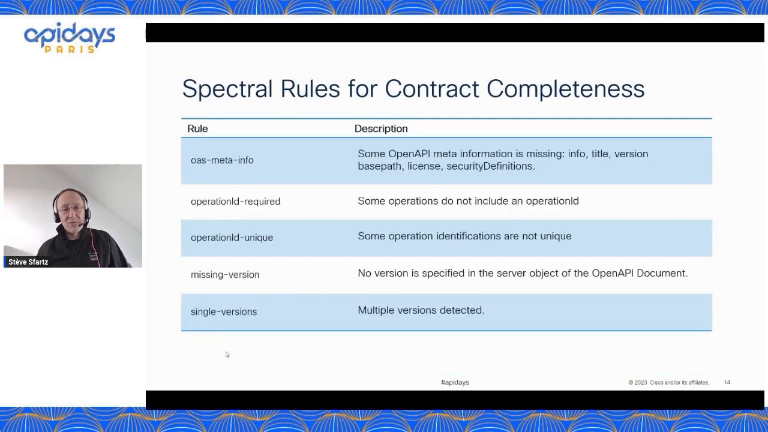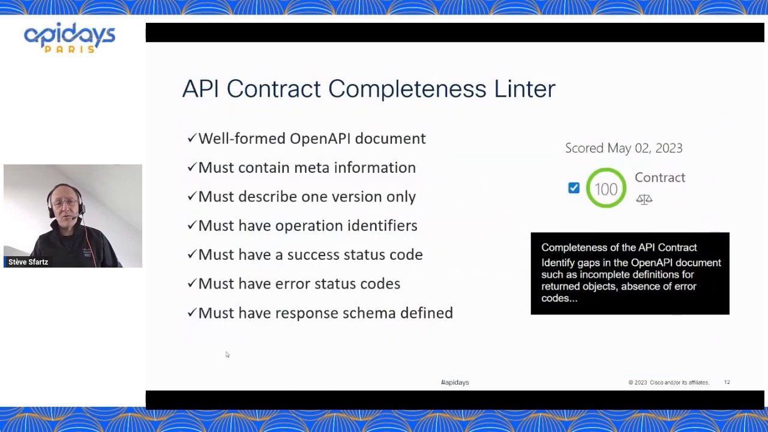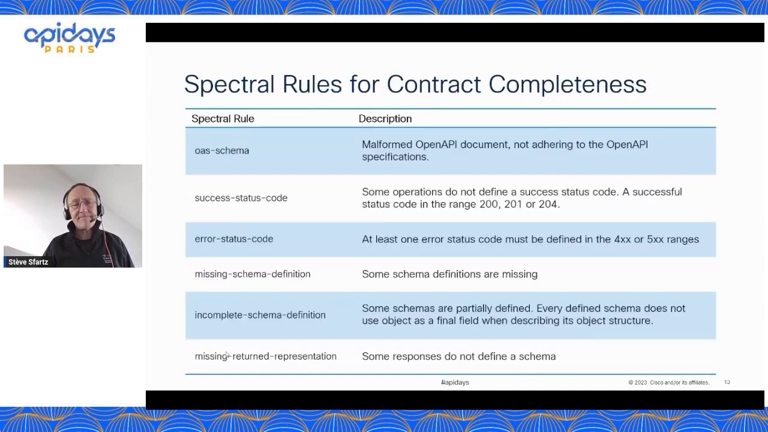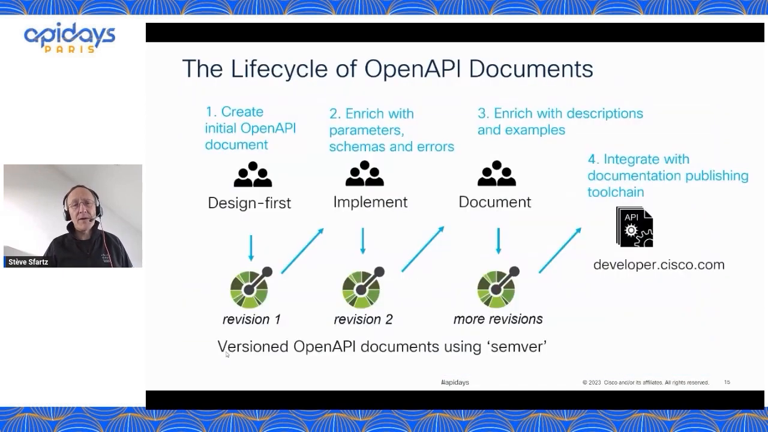And then you can also look at the single versions I was explaining, operation ID required unique. So you come up with a list of rules that behave and are organized as you have defined. And when you define what the API contract completeness means, the completeness of contracts for your API.